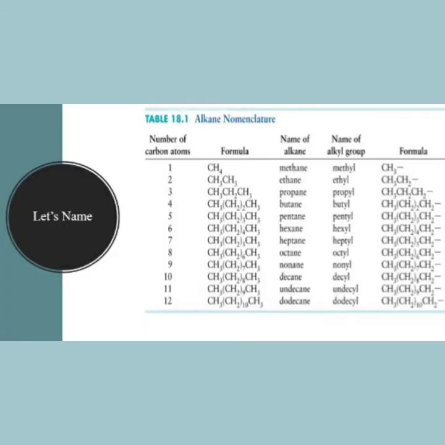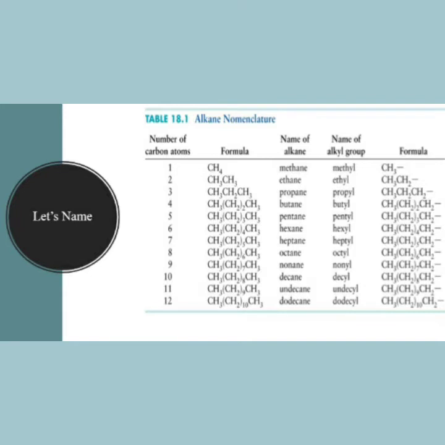Now, alkanes are just C-H bonds, and depending on the number, the name changes. 1 is methane, and the branch substituent is methyl. 2 is ethane, and the branch is ethyl. 3 is propane, and the branch name is propyl. 4 is butane, and the branch is butyl. 5 is pentane, and the branch is pentyl. 6 is hexane, and the branch is hexyl.